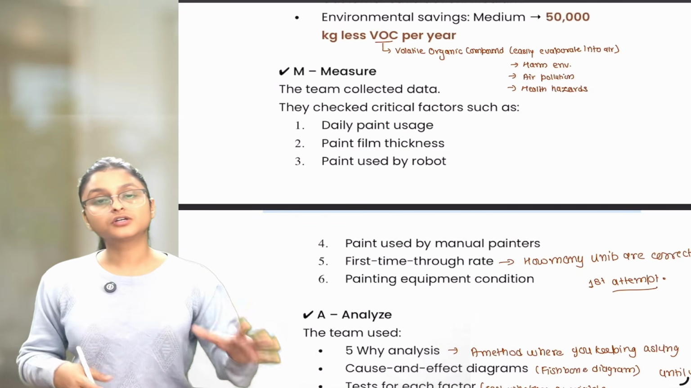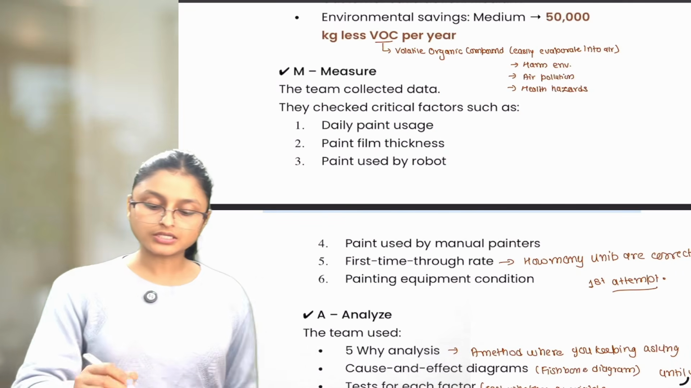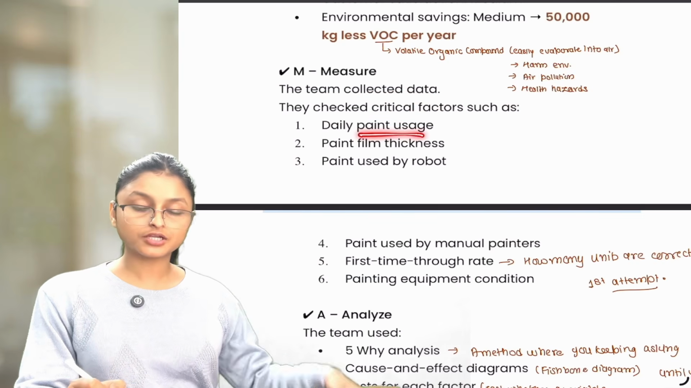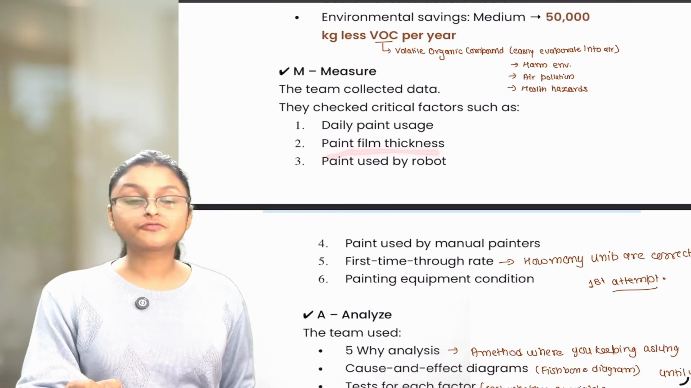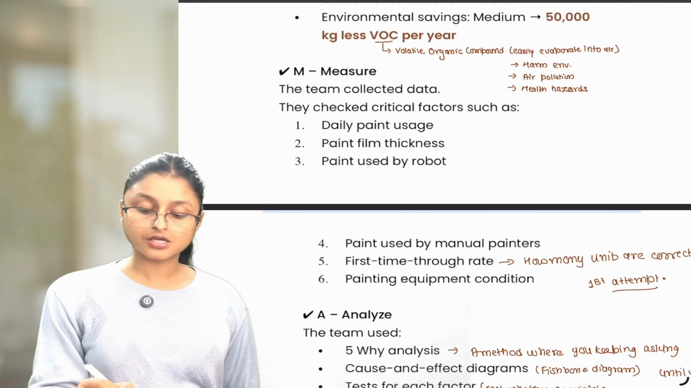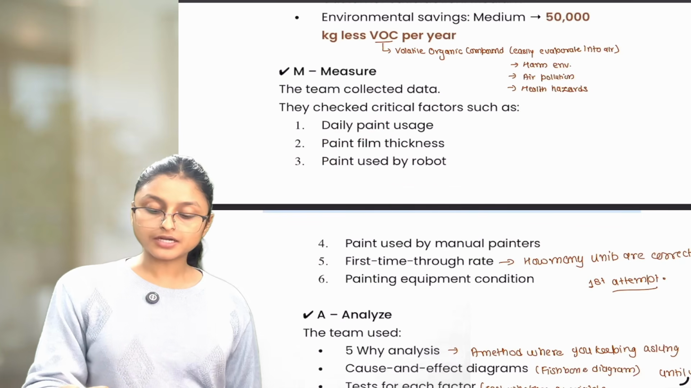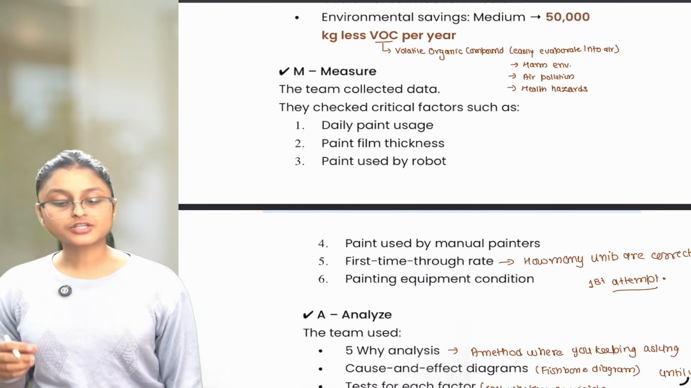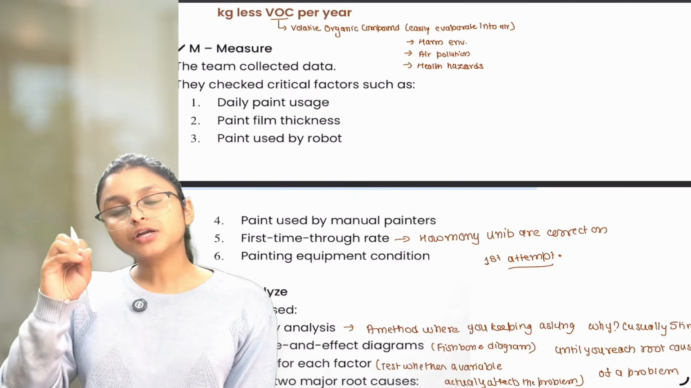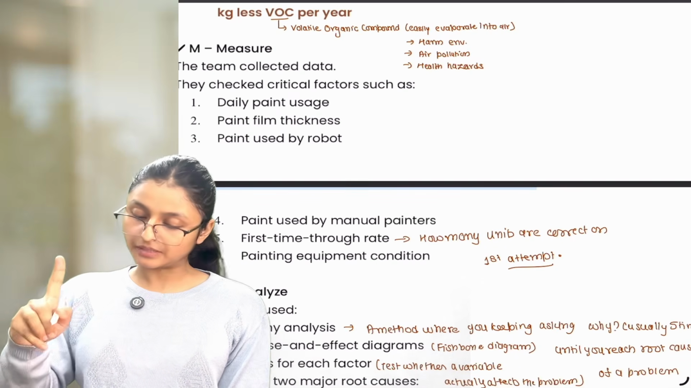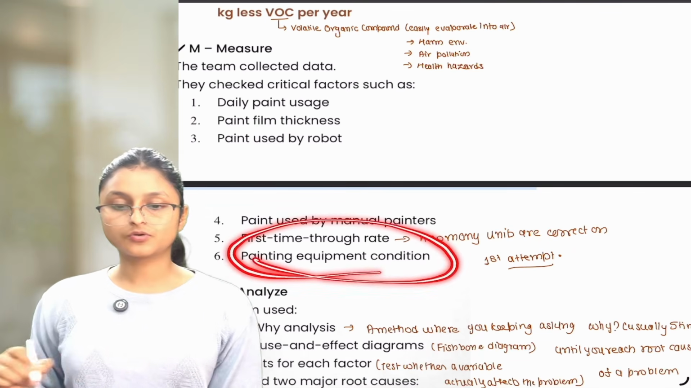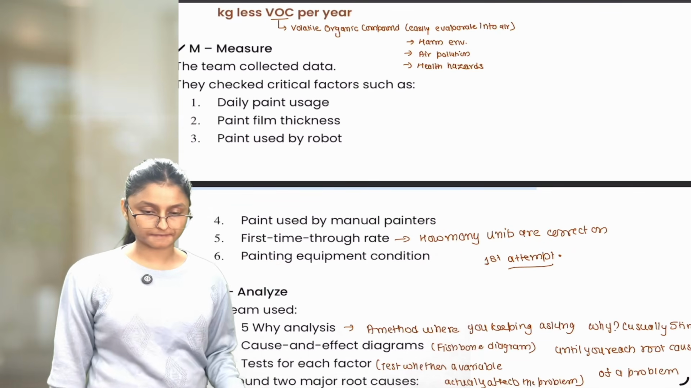Next, measure. In measure, what we do? We measure what is the current situation, right? So the team collected the data. They checked critical factors such as how much paint we are using on a daily basis, paint film thickness, that is how much thick paint we are painting in our car, paint used by robots, and paint used by manual painters. First time throughput rate. What is first time throughput rate? How many units are produced in a correct manner on first time itself. No need of reworking on them.